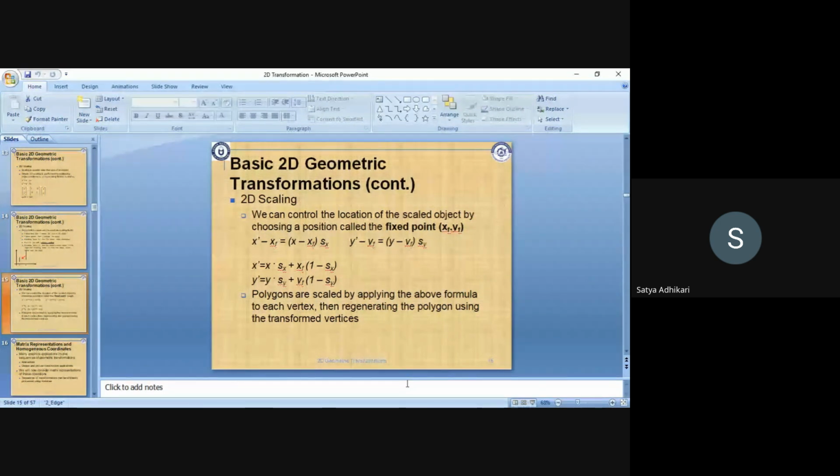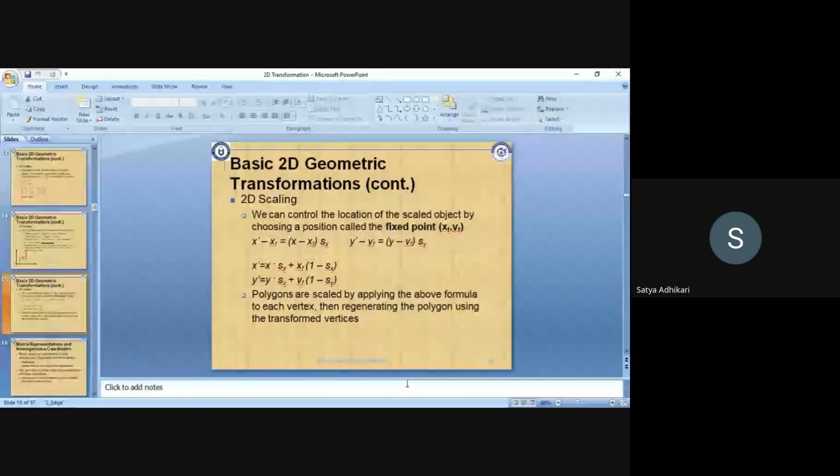So we can control the position of the scaled object by choosing any fixed point xr, yr. So x dash is equal to x into Sx plus xr into 1 minus Sx, and similarly for y dash. Other than the origin, we can also make the transformation about any point.